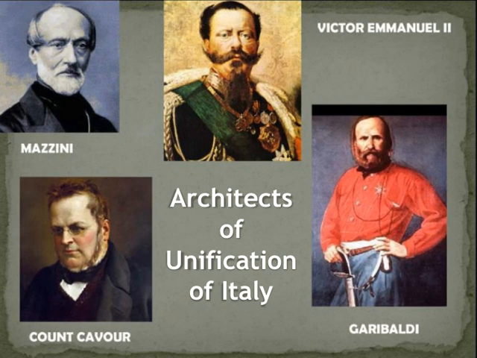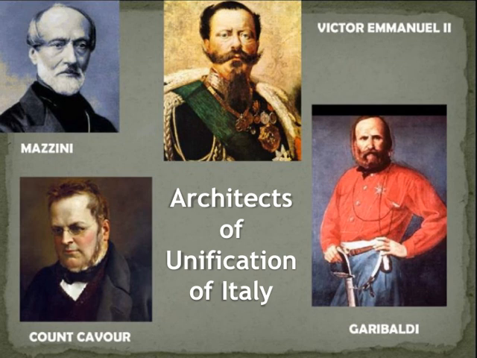First, we have Count Camillo di Cavour, a brilliant statesman and diplomat who worked tirelessly to unite the northern regions. He's often seen as the mastermind behind diplomatic strategies that brought different Italian states together. Then there's Giuseppe Garibaldi, the passionate revolutionary and military leader known for his daring campaigns. His famous expedition of the Thousand in 1860 was pivotal in conquering southern Italy and uniting it with the north.